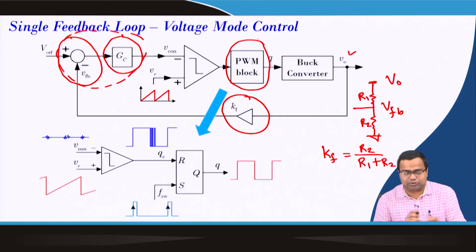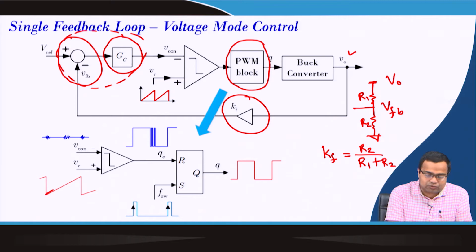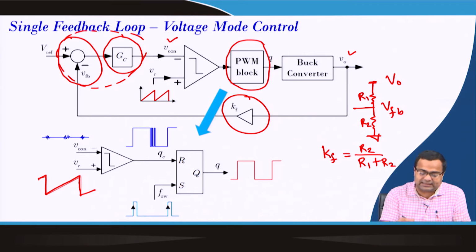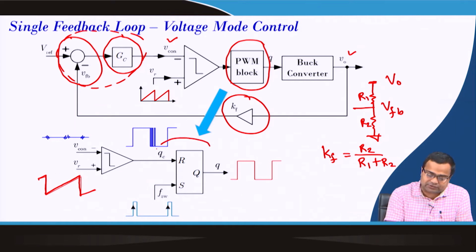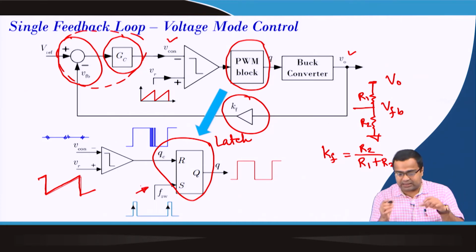If we take trailing edge modulation, what we found is that we have a sawtooth waveform, right. This is my sawtooth waveform, and this control voltage, which is the output of the controller, is compared with the sawtooth voltage, and then the output is the gate signal. The comparator output actually is passed through a latch circuit. So, this is my latch circuit, and this latch circuit is in sync with our external switching clock, and this generates the gate signal for the converter. Okay.